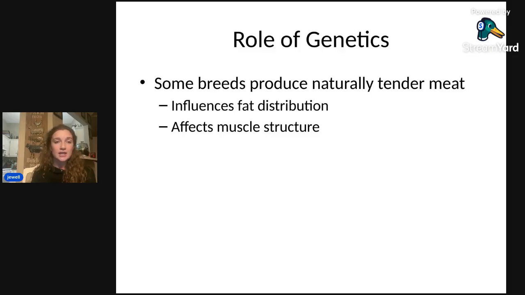So the genetics: some breeds just produce more naturally tender meat, especially if there's an age difference, not only within the breed, within the species, and then within the age of those categories. It influences fat distribution and affects muscle structure, and that's all just got to do with a little bit of the genetics.